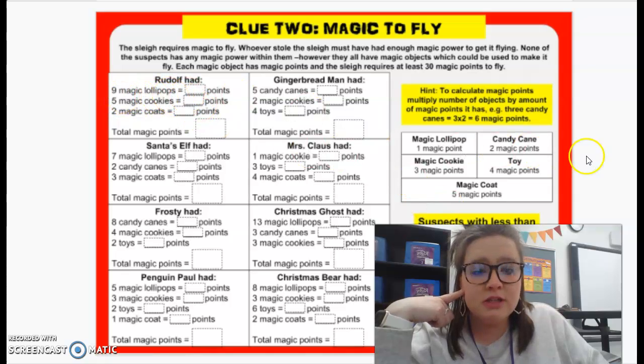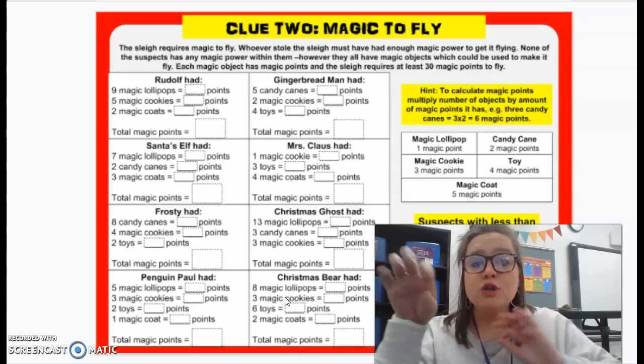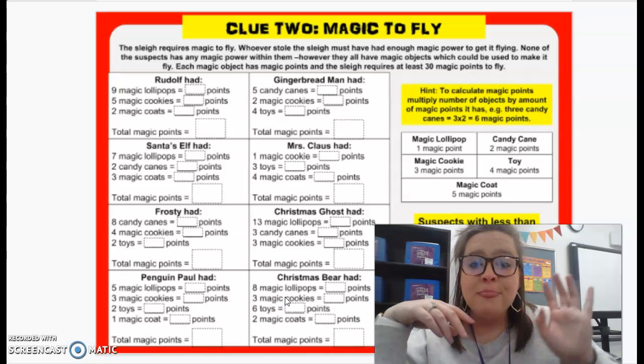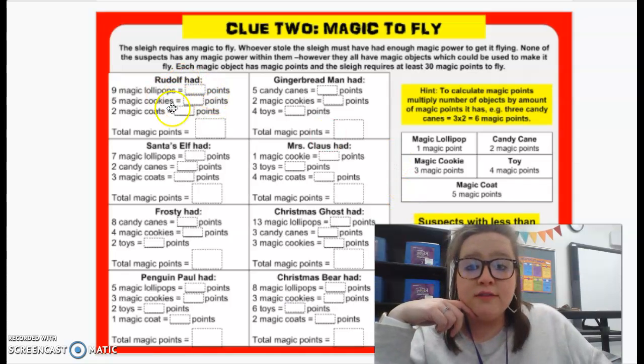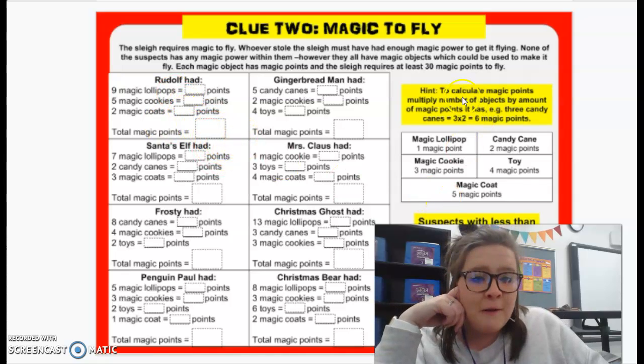So 9 magic lollipops would equal 9 points because 1 magic lollipop is a point. 5 magic cookies. Cookies are 3 points, so 5 magic cookies would be 15 points. So again, you're doing some more multiplication, and then you're going to have to add all of these points together and give you the total magic points.